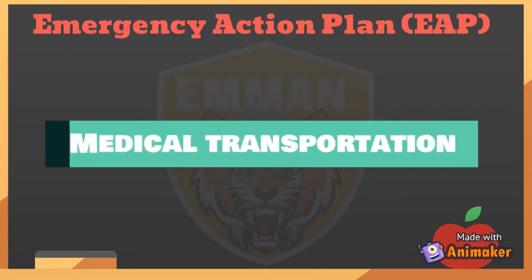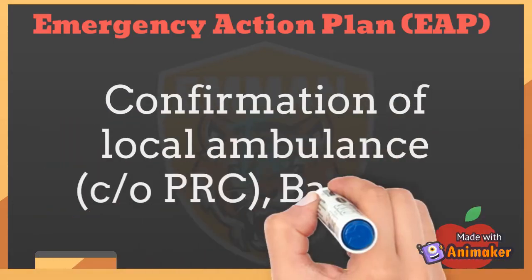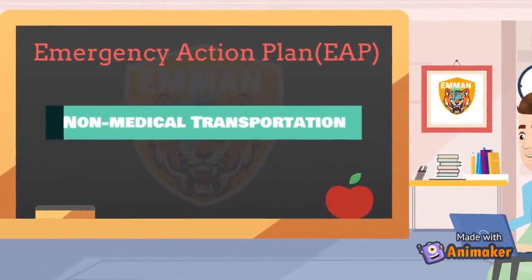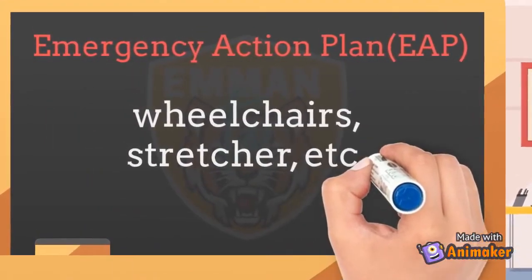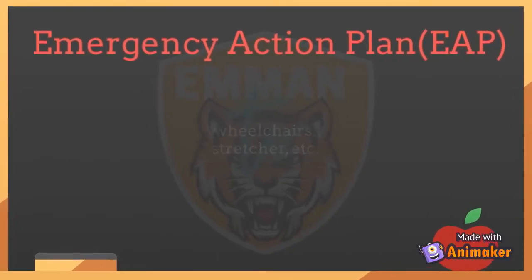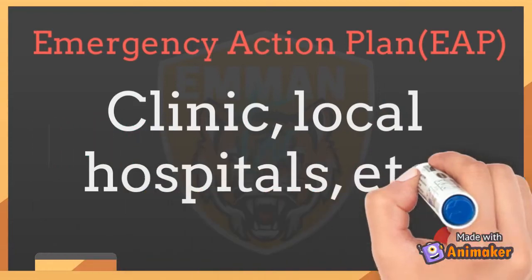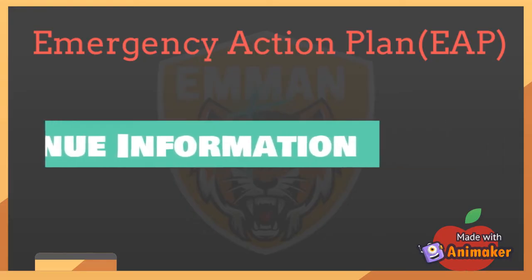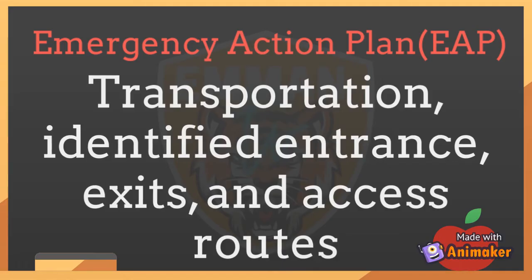Emergency equipment. It is all about the first aid kit, wheelchair, spine board, stretcher, blankets, poles, etc. Medical transportation: confirmation of local ambulance, care of the PRC, basic life support, etc. Non-medical transportation includes wheelchairs, stretchers, etc. Emergency contact list must include the clinic, local hospital, etc. Venue information must have transportation, identified entrances, exits, and access routes.